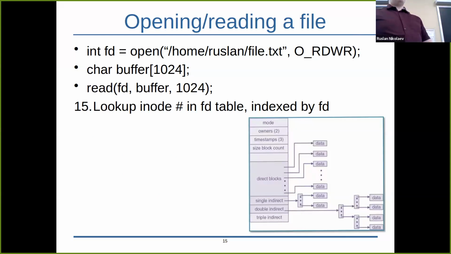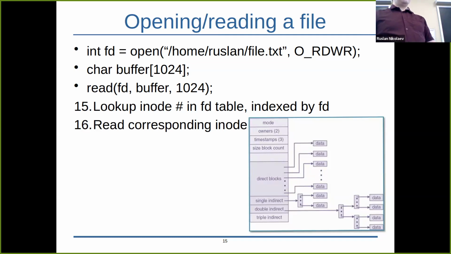So in the read operation, you specify this file descriptor. Now that we have the file descriptor, we can get the file description inside the kernel, which is just a pointer from the table. And then from that, we can get an inode number. Getting the inode number allows us to do operations on this file. So we can now read the corresponding inode and the corresponding data.